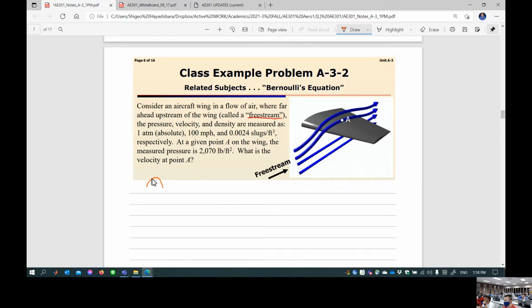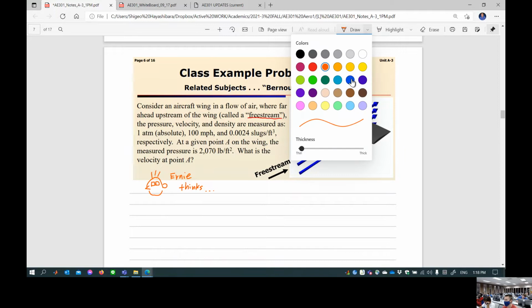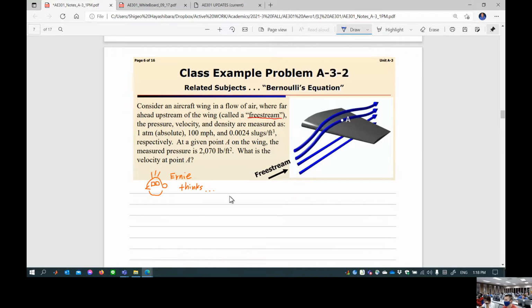So Ernie the bird shows up. Okay. This is not the professor. Okay, just the bird. Ernie thinks. This is not the Dr., it's Ernie.